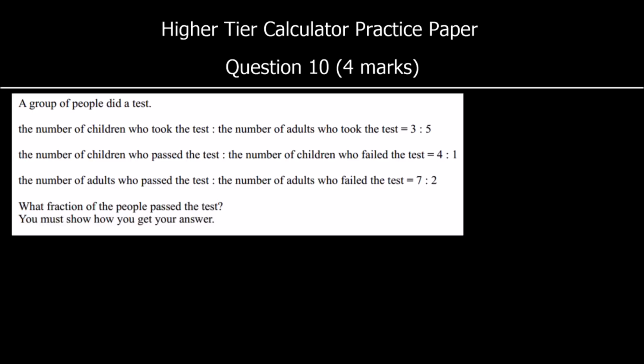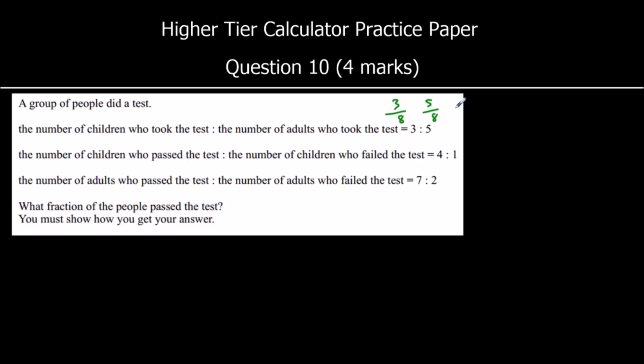The number of children who took the test to the number of adults who took the test was 3 to 5. So there's 8 parts. So 3/8 of the people were children and 5/8 of the people were adults.